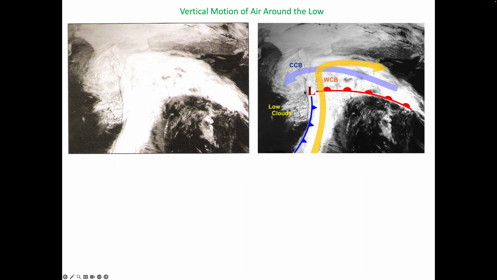So if we take a look to the west, we put in the conveyor belts, the low and the front. You can see the warm conveyor belt in this thick band of clouds along and ahead of the cold front. Then it glides up and over the cold air to the north of the warm front. So all of this is warm conveyor belt air. And then it gets turned to the west by the upper level westerlies as the warm conveyor belt air ascends to a higher level in the troposphere.